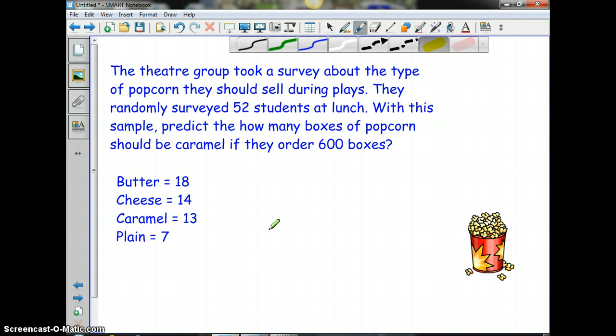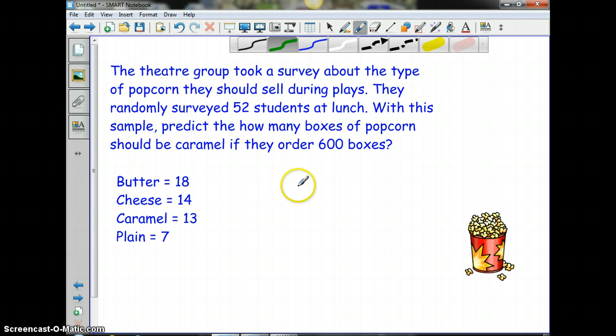Okay, so here's an example where we could use a sample to predict the outcome of the larger group. For example, the theater group took a survey about the type of popcorn they should sell during plays. They randomly surveyed 52 students at lunch. With the sample, predict how many boxes of popcorn should be caramel if they ordered 600 boxes.